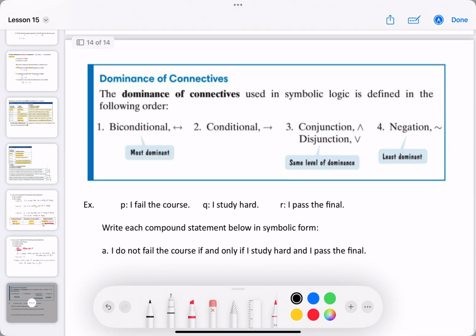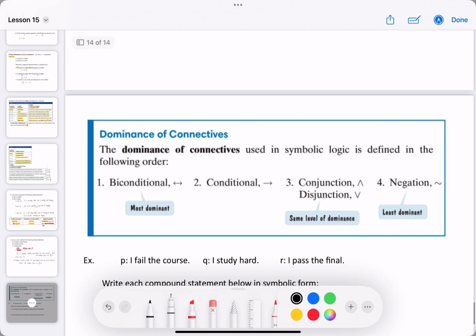Let's see the dominance of connective. The dominance of connective used in symbolic logic is defined in the following order. Biconditional. What is biconditional? It is an if and only if, and it is the most dominant. The second one is conditional. Then conjunction and disjunction, which are the and and or symbols. Negation is the least dominant.